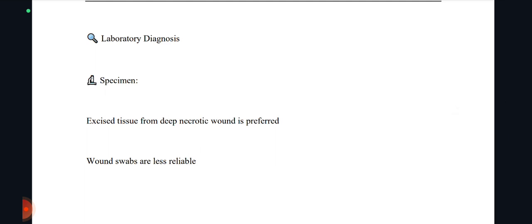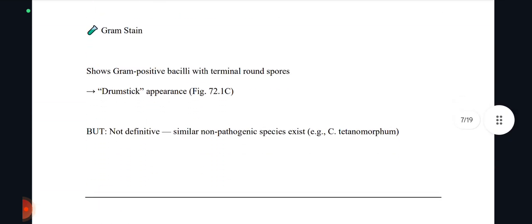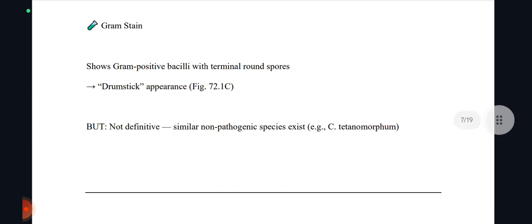Now laboratory diagnosis, which is the important part. The specimen is excised tissue from a deep necrotic wound, and wound swabs are less reliable for this. In gram staining, we see gram-positive bacilli with terminal round spores and drumstick appearance. But this is not definitive because similar non-pathogenic species also exist, like Clostridium tetanomorphum.